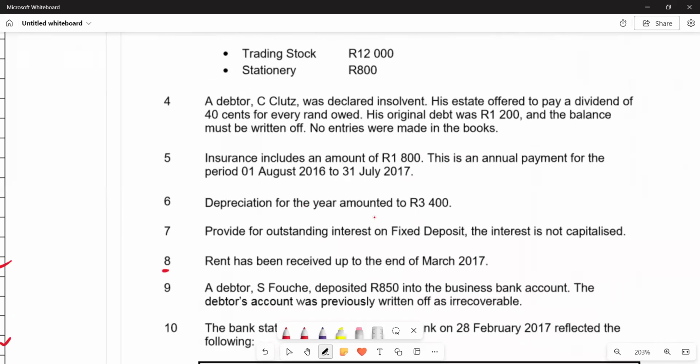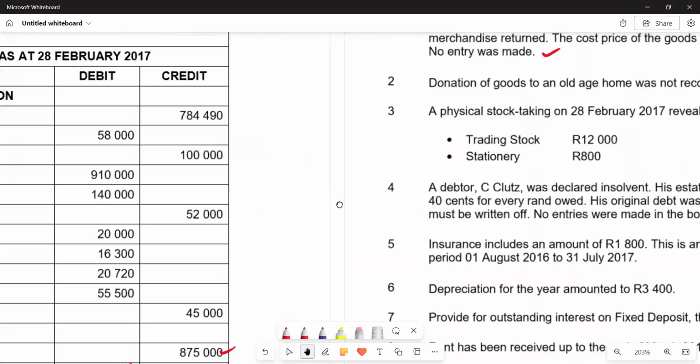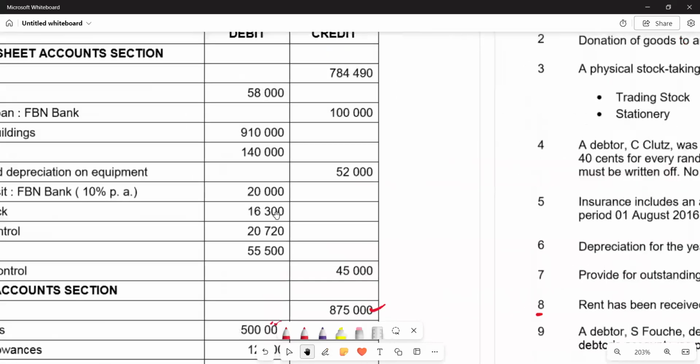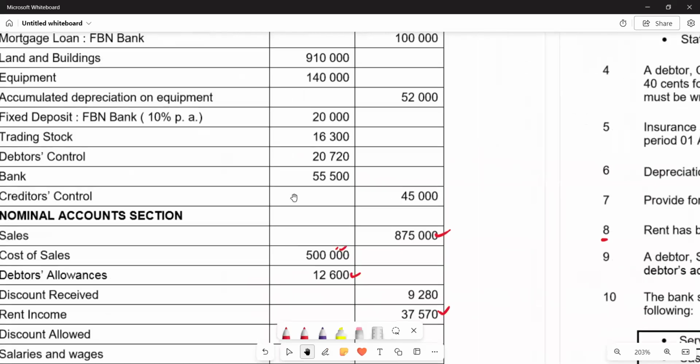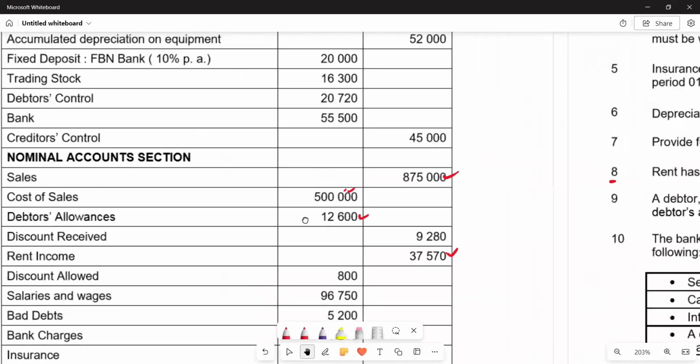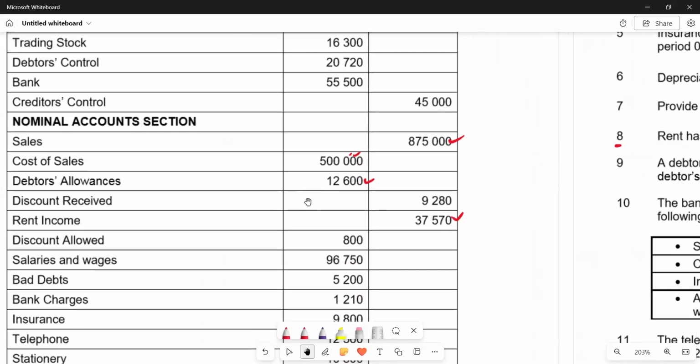Rent has been received up to the end of March 2017, and we check where the year is ending. Our year is ending on 28th February 2017, and this one is received up to March 2017, which means on 28th February 2017, that's where we are going to have about 12 months. And then we're going to add another extra month for March. So it means this rent was received for 13 months. So what are we going to do? We divide by 13 the total that we are given in the trial balance, and then we get the monthly rent. That monthly rent is the rent that was received in March, which is outside our period.